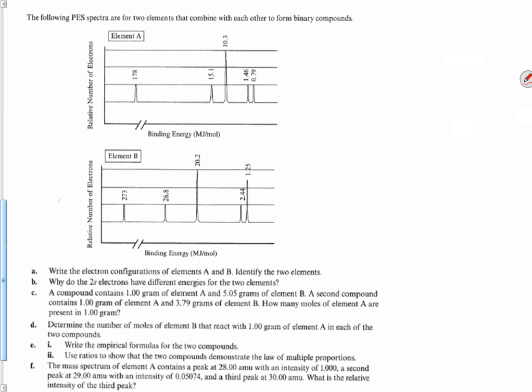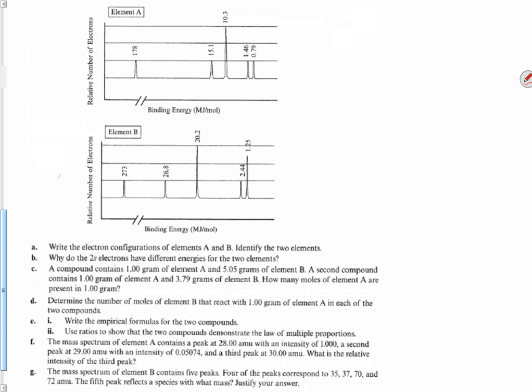Okay, let's follow up. So here we go. The following PES spectra are for 2 elements that combine with each other to form binary compounds. Now, we may not do every single answer here depending on time, but what I'd like you to do right now, and you can work with someone else afterwards to check it out, is write on all those peaks, and then answer letter A. I want you to write the electron configuration completely, and I want the electron configurations for both A and B, and then I want to know what they are. So let's do that first.